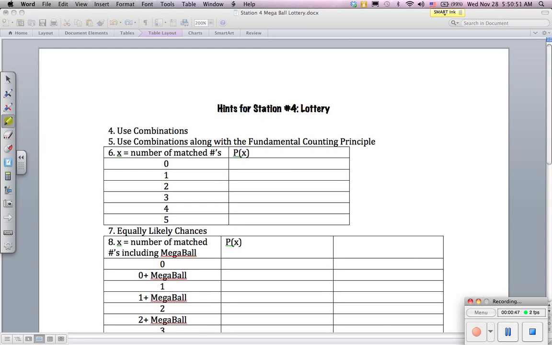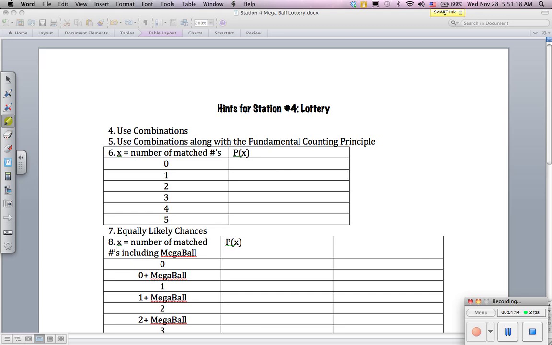Number 6 uses a term called a random variable x. Number 6 is basically asking you to complete this table that I have listed here for number 6, where x represents the number of matched numbers. So if you pick 5 numbers, and again, we're not including the mega ball in this, we're giving no consideration for the mega ball for number 6.